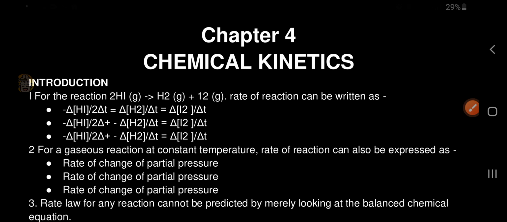Chapter 4, Chemical Kinetics. For the reaction 2HI gives H2 plus I2, the rate of reaction can be written as minus delta [HI] divided by 2 delta t, equal to delta [H2] divided by delta t, equal to delta [I2] divided by delta t.